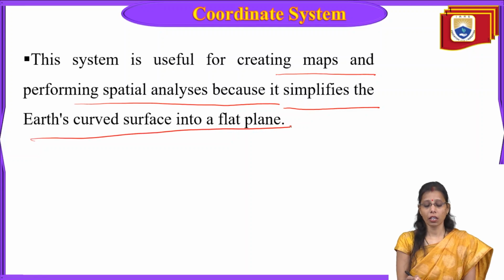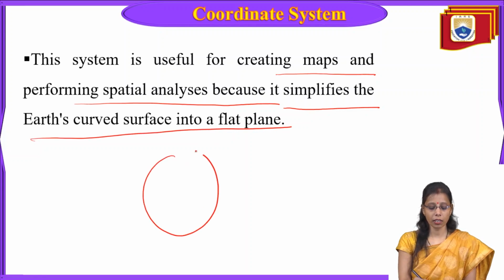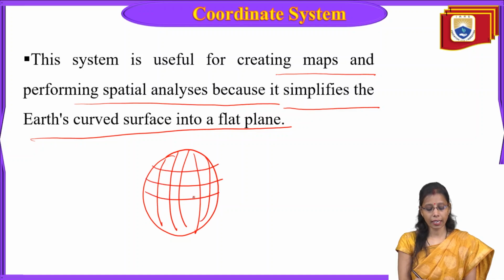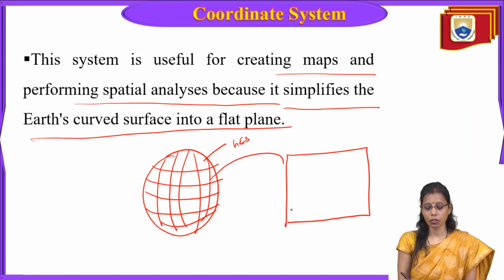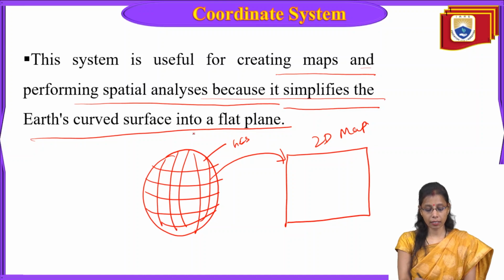because it simplifies the Earth's curved surface into a flat plane. Now you understand one thing, you have an Earth, it's spherical, right? So you have all the features in a curved way. Now this geographic GCS has to be transferred to a plane 2D. When you are transferring this to a 2D map, the system is useful for creating maps and performing spatial analysis because it simplifies the Earth's curved surface into a flat plane.